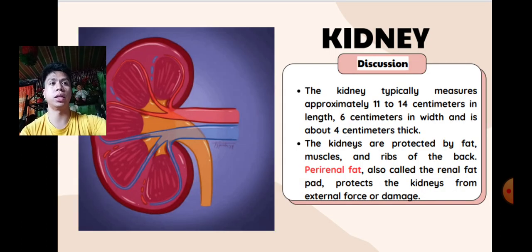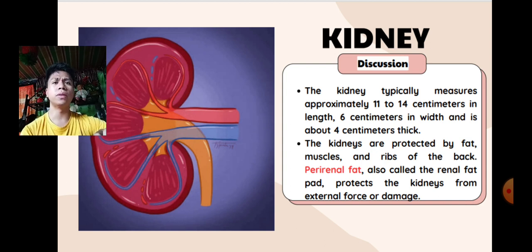So let's proceed. The kidney measures approximately 11 to 14 centimeters in length and 6 centimeters in width and is about 4 centimeters thick. The kidneys are protected by fat, muscles, and ribs of the back. Perirenal fat, also called renal fat, protects the kidney from exterior force or damage.